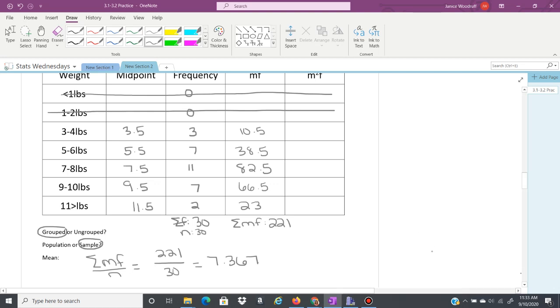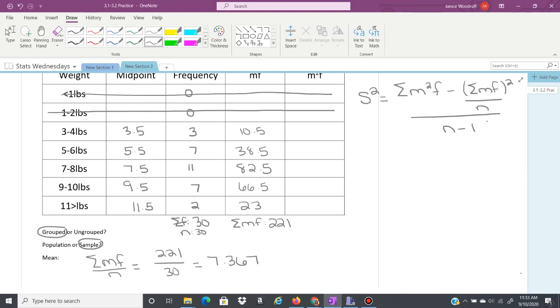Now we're going to do the variance and the standard deviation. So I know they're down at the bottom, but I'm just going to write them up here so we can still see our data. So for the sample, you're going to have s squared equals the sum of m squared f, that's this one, minus the sum of mf squared over n, and then over n minus 1. Let me double check. Yeah.